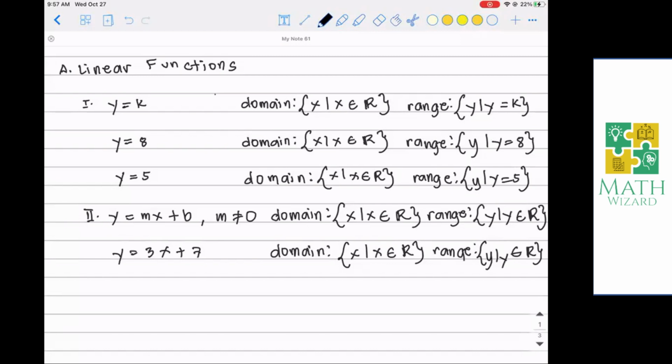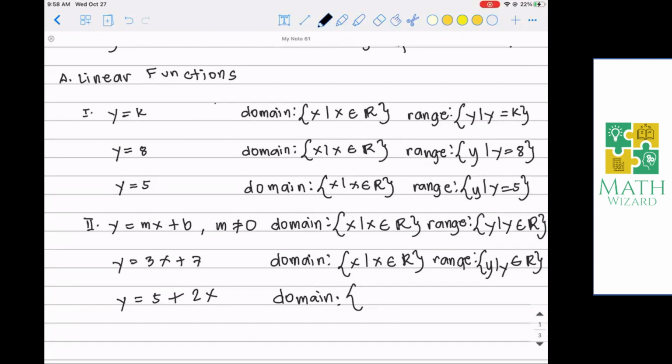Sige nga, let's try. Let's say y is equal to 5 plus 2x. What do you think is the domain? So therefore, ang ating domain, kasi it's in the format of y is equal to mx plus b, x, such that x is an element of the real numbers. And same with the range, y, such that y is the set of all the real numbers.